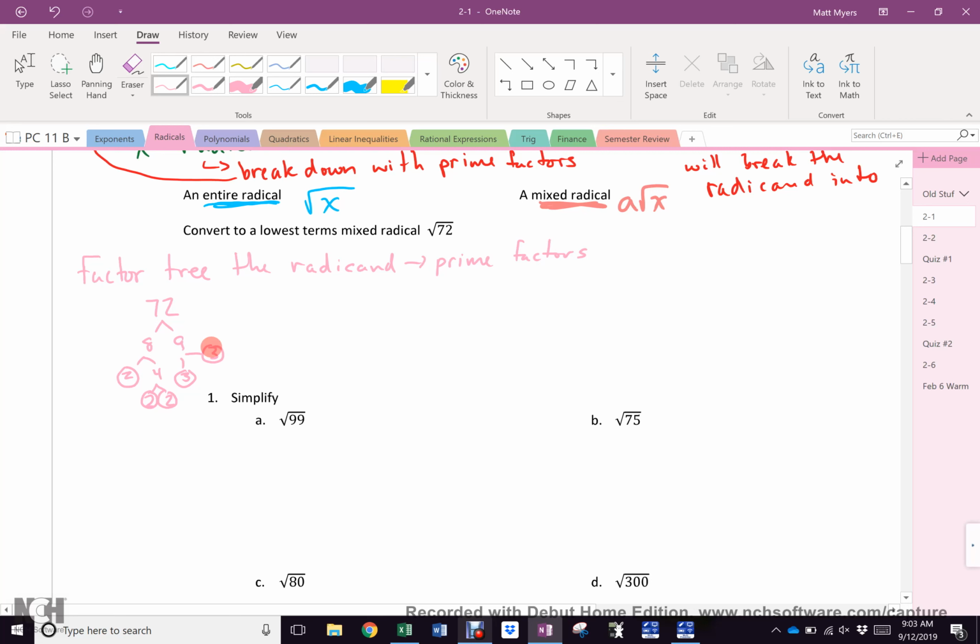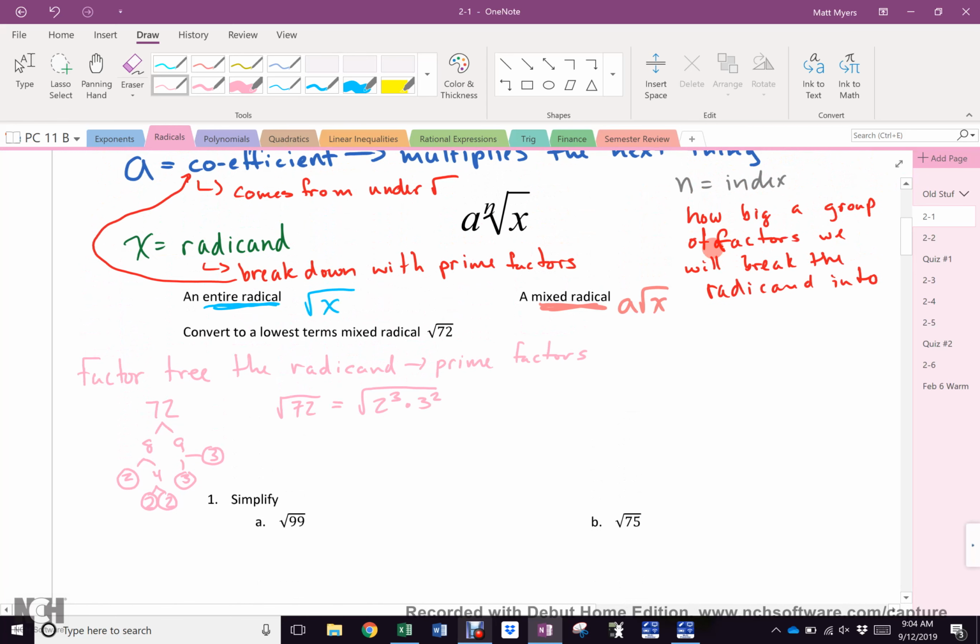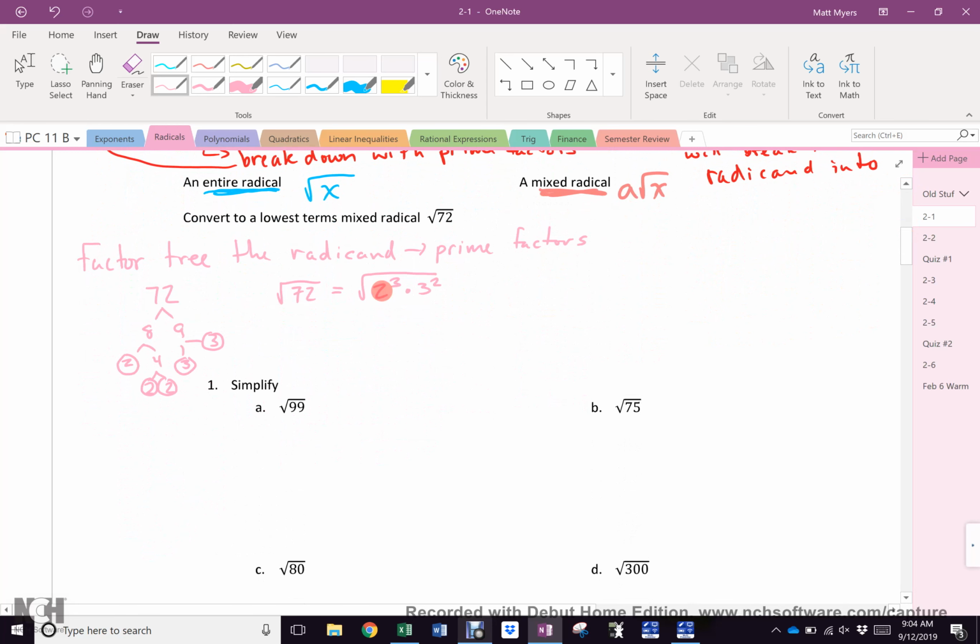So now I know that the square root of 72 is the same as the square root of 2 cubed times 3 squared. 2 cubed is 8, 3 squared is 9, 8 times 9 is 72. What is my index here that I never write? 2, which means I am looking for groups of factors that are too large. How many groups of 2 can I get out of there?